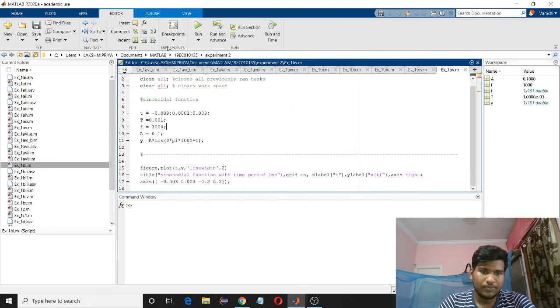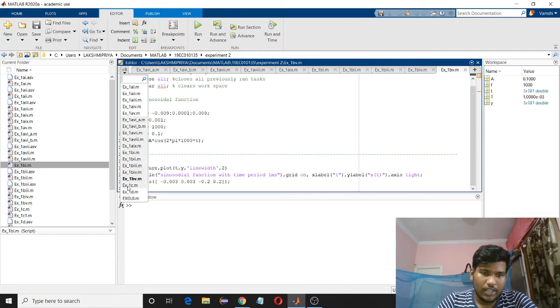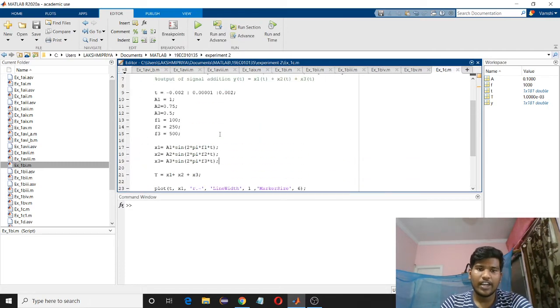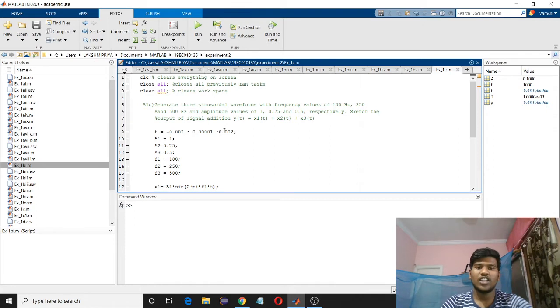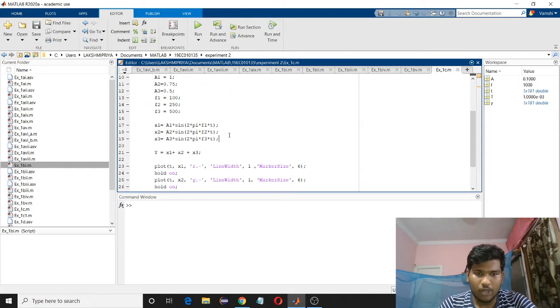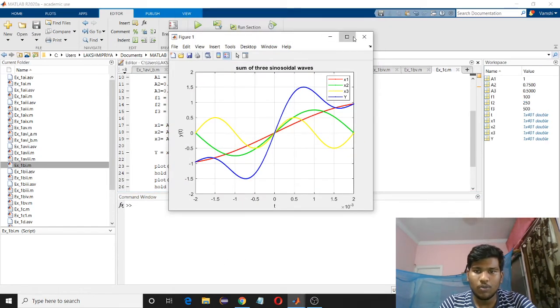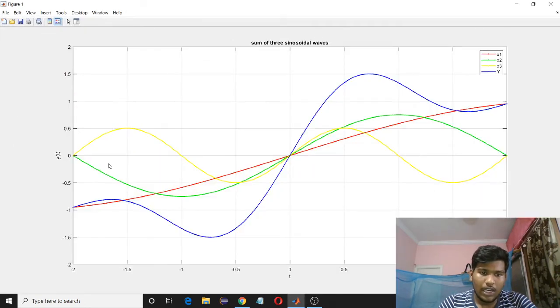So next, here we are taking three sinusoidal functions and we are adding them and trying to plot them. These are three sinusoidal functions with three amplitudes and three given frequencies. The output that we are getting is this. Yellow, green and red represent the three sinusoidal functions and the blue curve represents the sum of these sinusoidal functions.